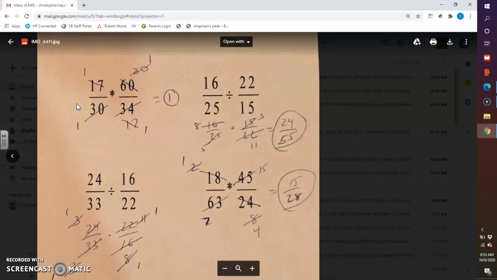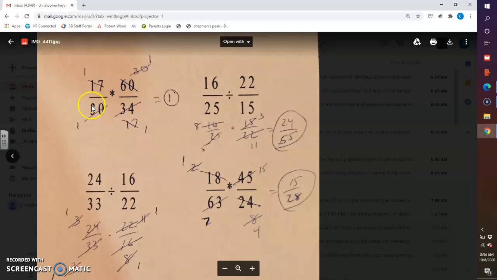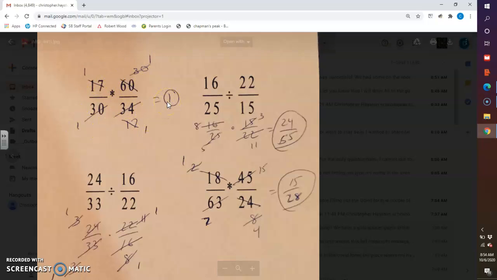All right, last one. Our last page is multiplying and dividing fractions. If you look at the top left and the bottom right, when you multiply, you can look to simplify right away. You can't simplify vertically here, but you can here. This simplifies to 30 over 17. And then I look diagonally. 30 goes into 30 one time. 17 goes into 17 one time. 1 times 1, 1 times 1, my answer is 1.